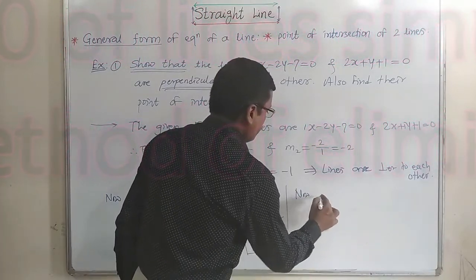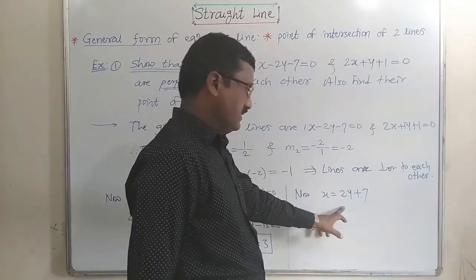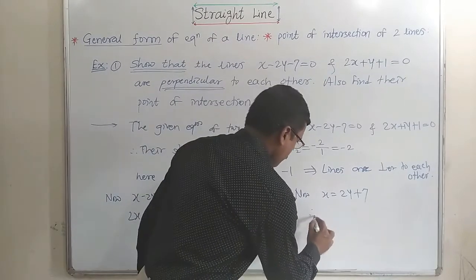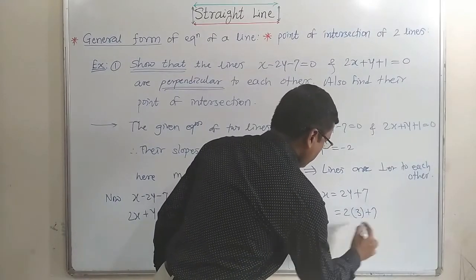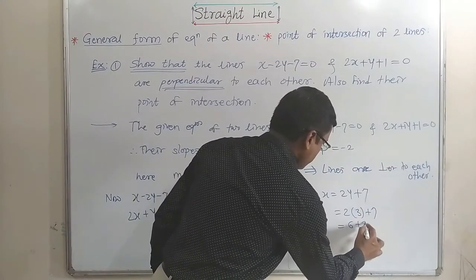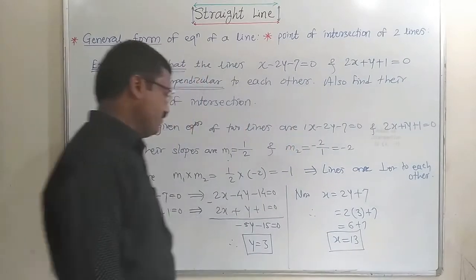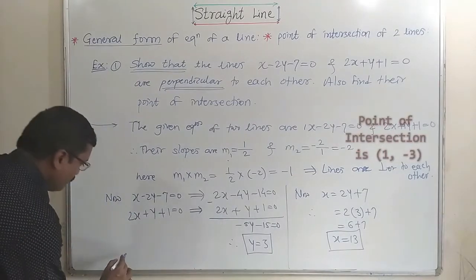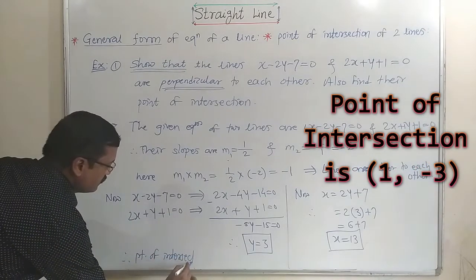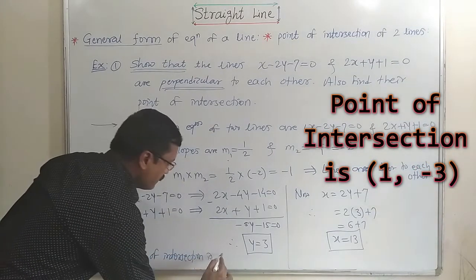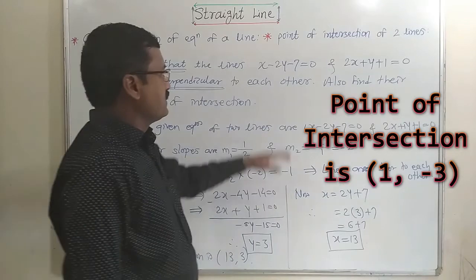Now x equal to 2y plus 7, taking this 2y and 7 to the right. Therefore, x equal to 2 into y is 3 plus 7, that is 6 plus 7, so it is equal to 13. So x equal to 13 and y equal to 3. Therefore, the point of intersection is 13, 3. Check whether these two numbers satisfy both equations.